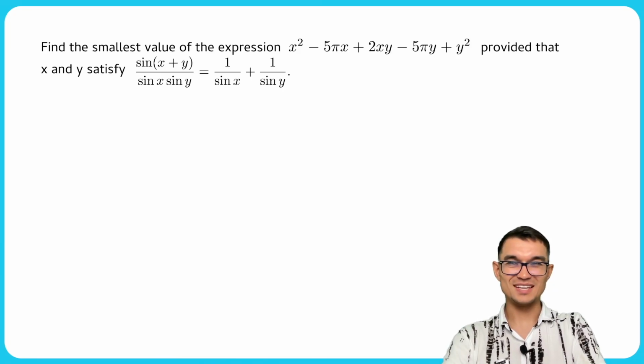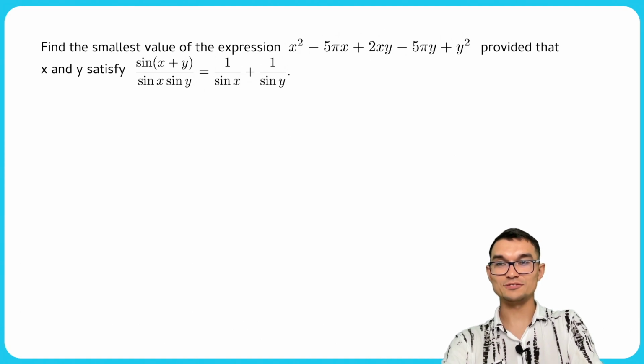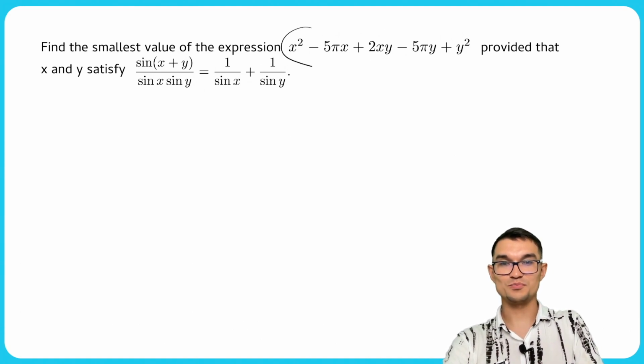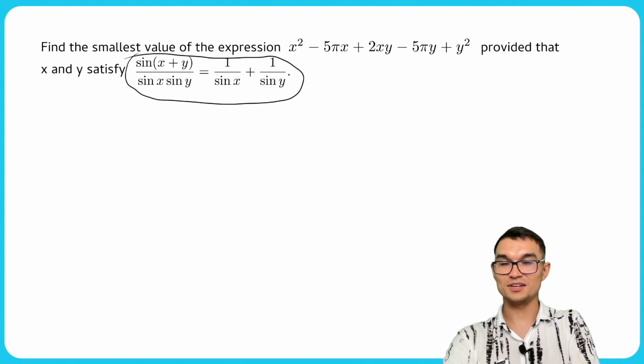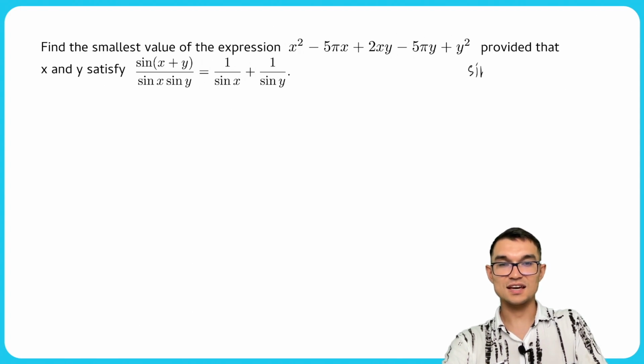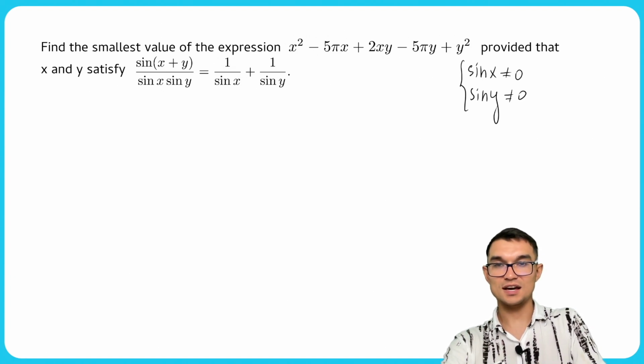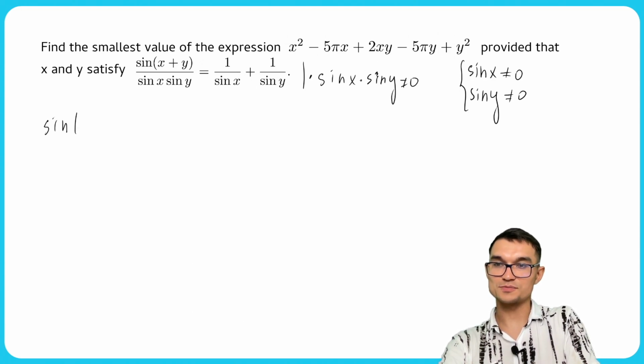The original problem is a little more complicated than what you might have seen on the thumbnail, so we have to find the smallest value of the expression, provided that x and y satisfy the equation you have seen on the thumbnail. So we're going to solve it anyway. We will start with saying that sine of x and sine of y are both not equal to 0, which means that I can multiply both sides by sine x times sine y, which is not equal to 0, and I will have sine of x plus y equals sine x plus sine y.